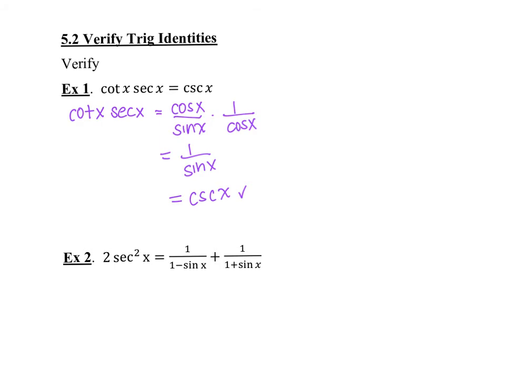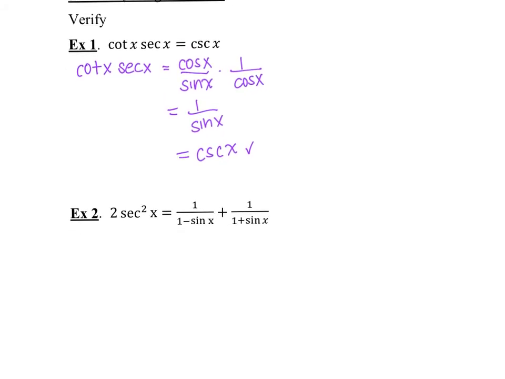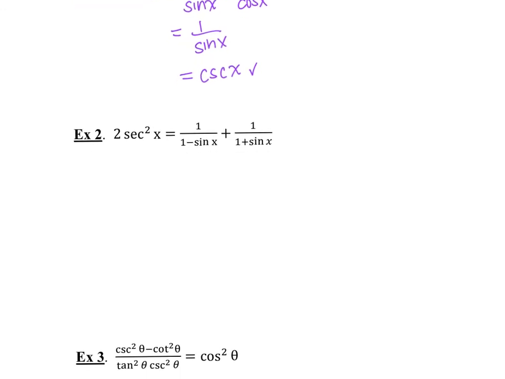Okay, let's go ahead and try example 2. Example 2 says 2 secant squared x equals 1 over 1 minus sine x plus 1 over 1 plus sine x. Okay, again, I can start with this side and transform it into this side, or I can start with this side and transform it into this side. I think I'm going to start with the right side this time.